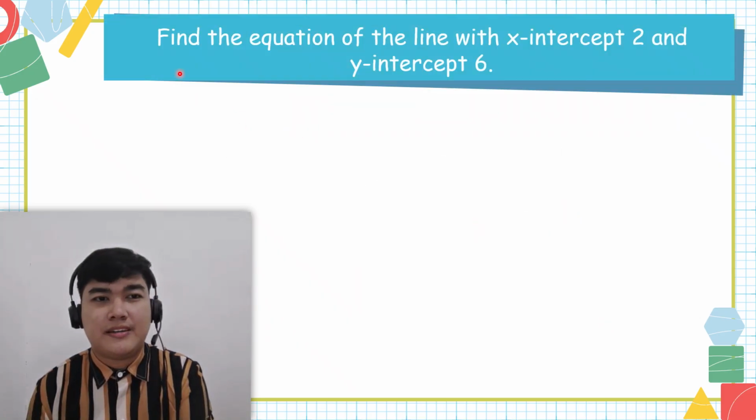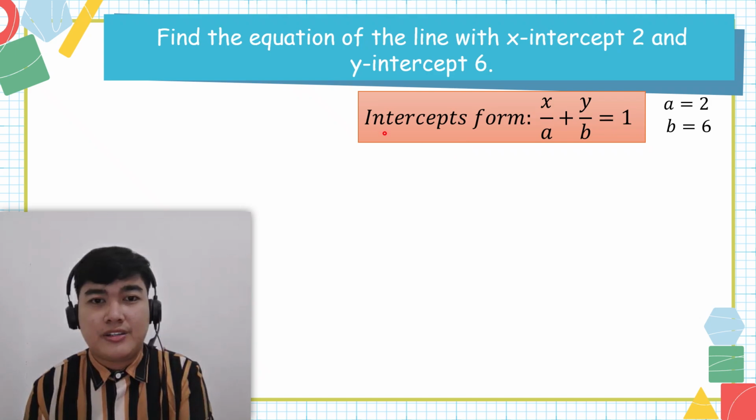Example number 3. Find the equation of the line with x-intercept 2 and y-intercept 6. In our problem, the values are x-intercept 2. X-intercept is represented by small a, and y-intercept is represented by small b, b equals 6. If the given is x-intercept and y-intercept, we can use the intercept form, x over a plus y over b equals 1.